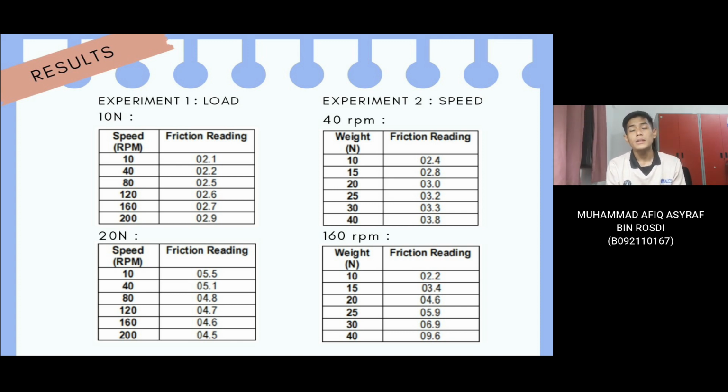Now I will explain about the result. As we can see on the poster, that's our result that we collected from the experiment. Based on the result of experiment 1, we are using a constant weight, which is 10 Newton and 20 Newton. For this experiment, we just change the speed starting from 10 RPM until 200 RPM.